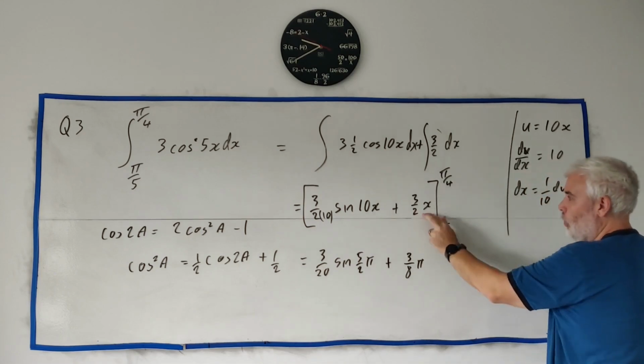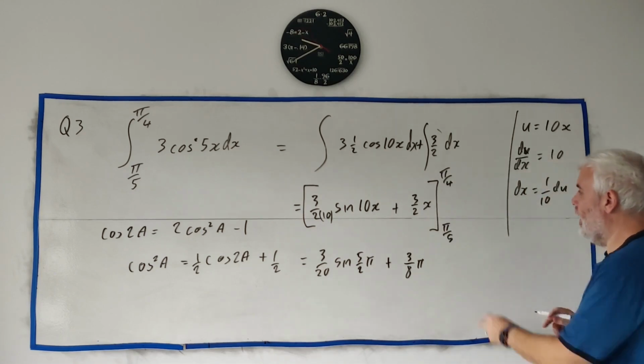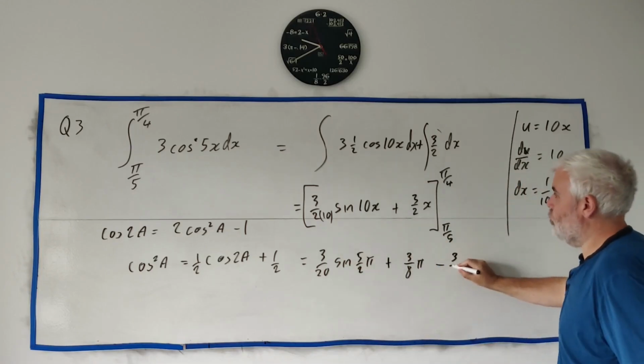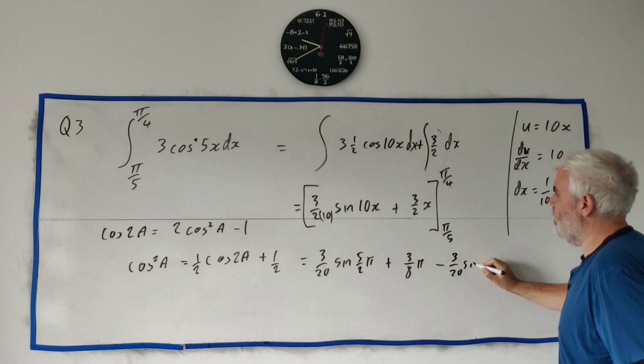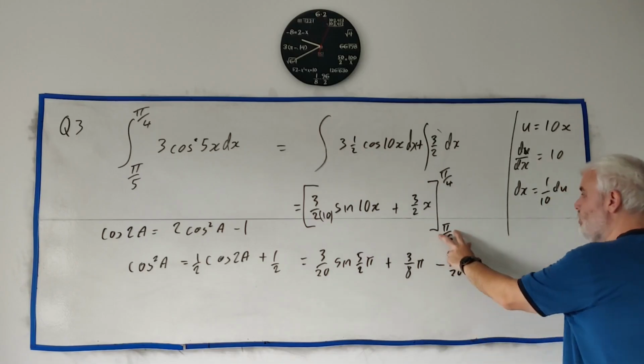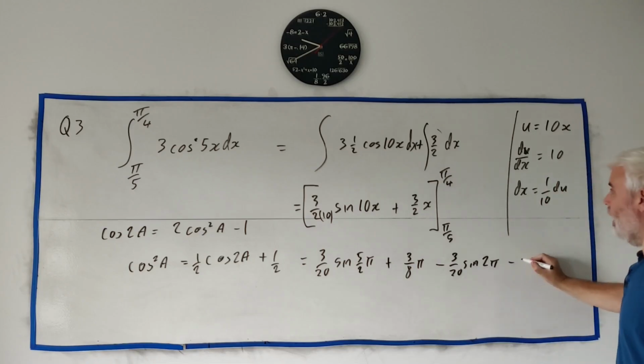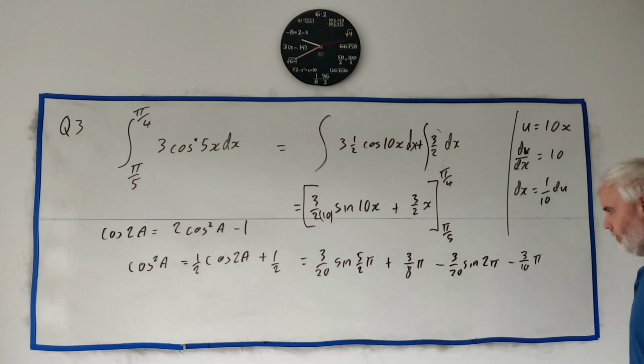2 multiplied by the 4, that's where we get that 8. Then we go ahead and take away, putting this number in. That's minus 3 over 20 again, and we have sine of 10 times this. 10 divided by 5 is 2. That's 2 pi, and minus 3 over 10 times pi.